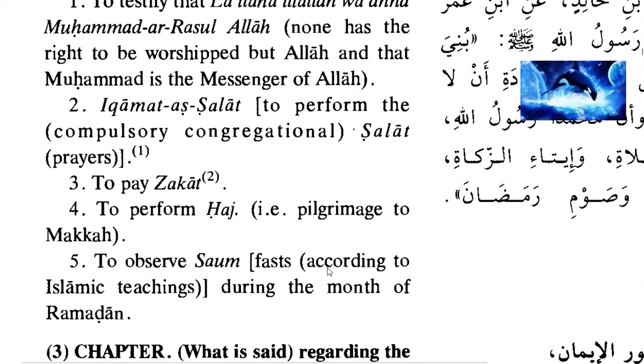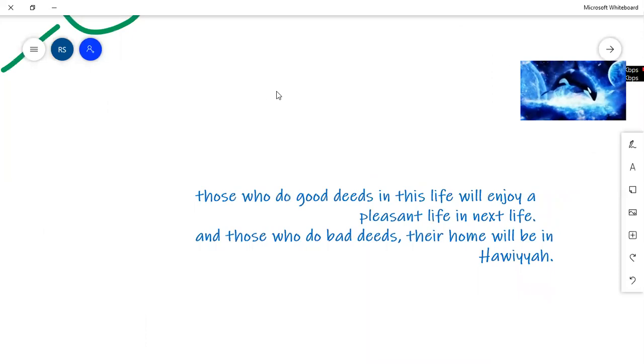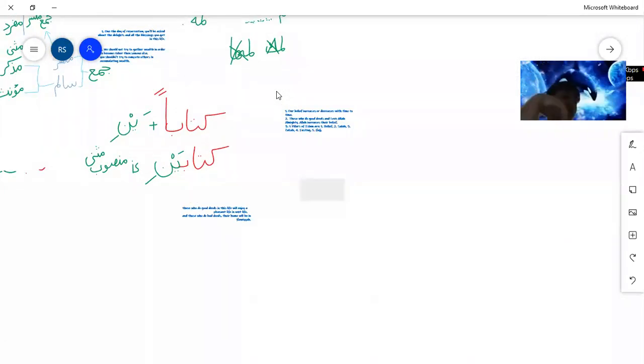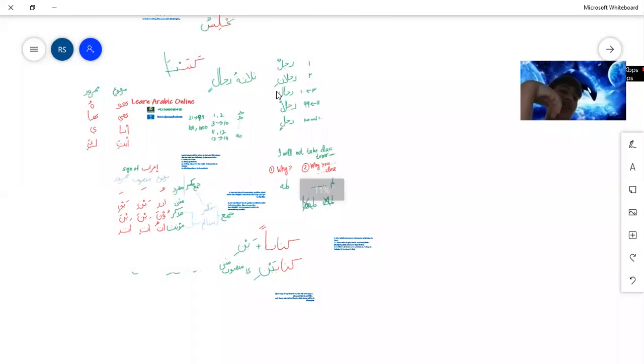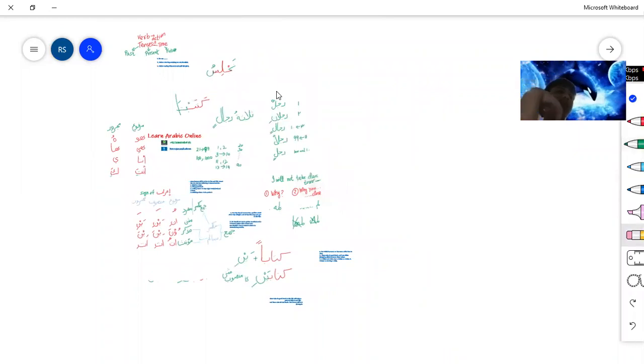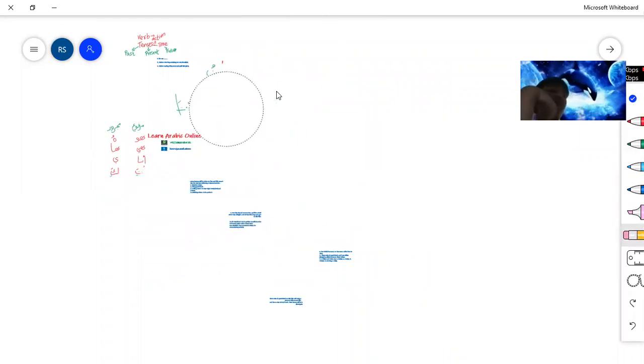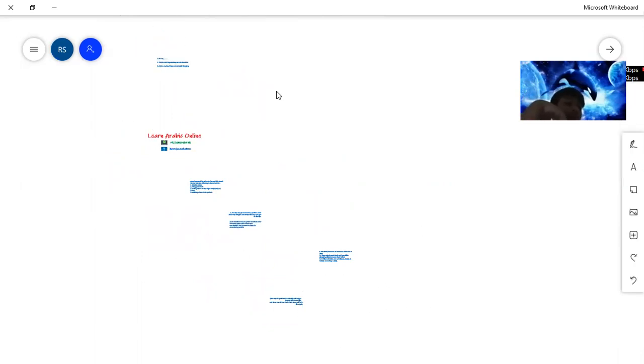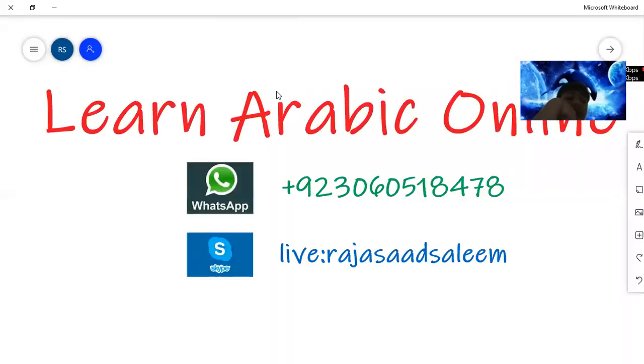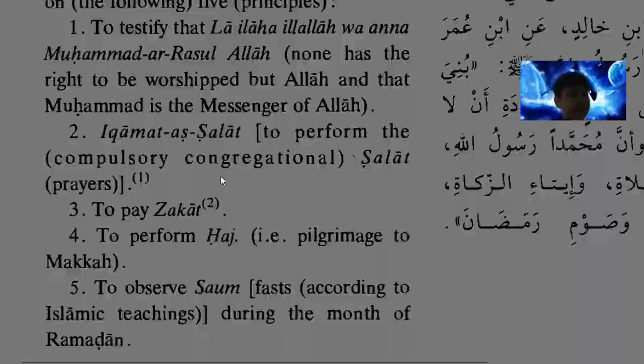So last time, what did you learn from these books? Was it our beliefs? Check from your notebook. First, our belief increases or decreases from time to time. Second, those who do good deeds and love Allah Almighty, Allah increases their belief. Third, the five pillars of Islam are: belief in Shahada, second, Salah, third, Zakah, fourth, fasting, fifth, Hajj. Okay.